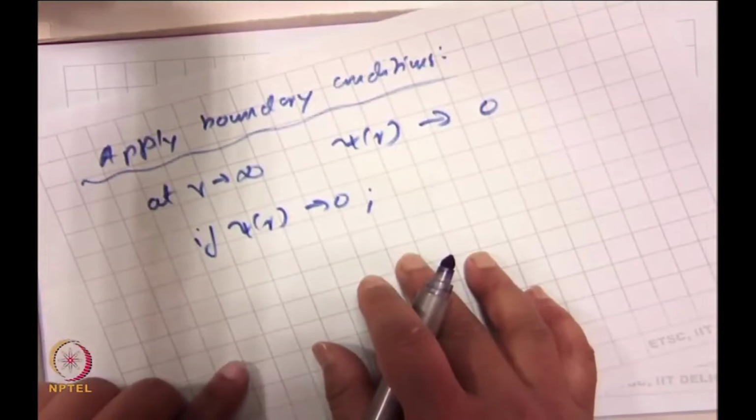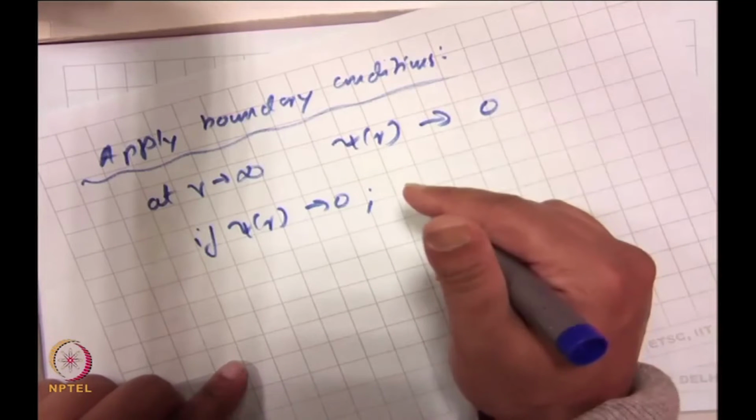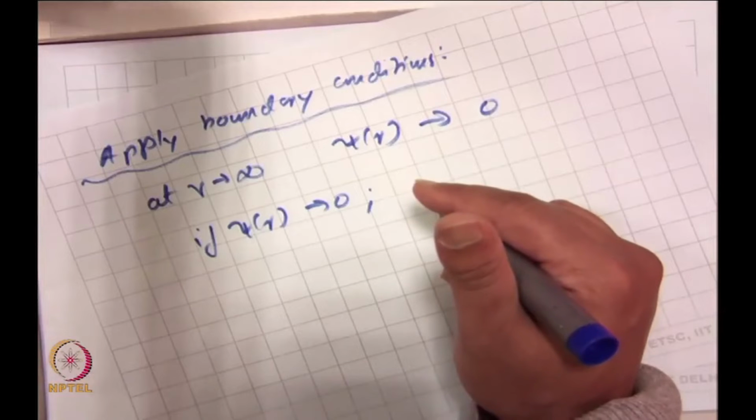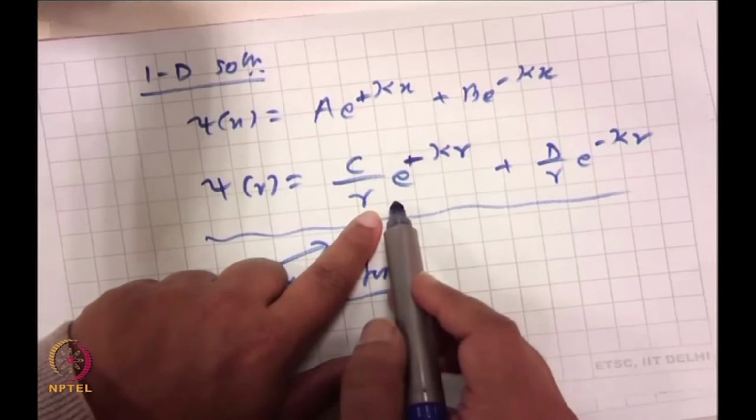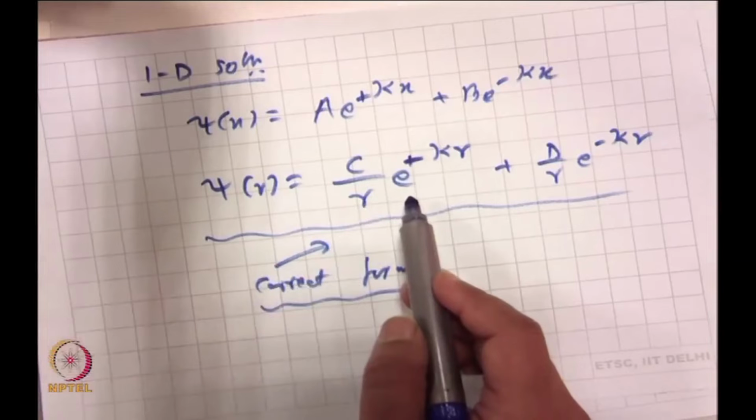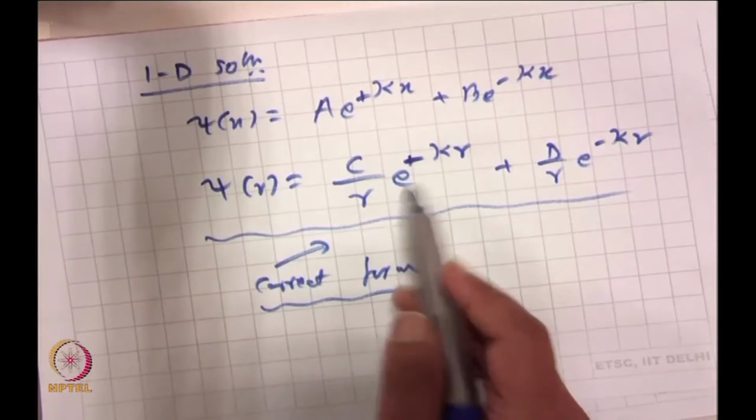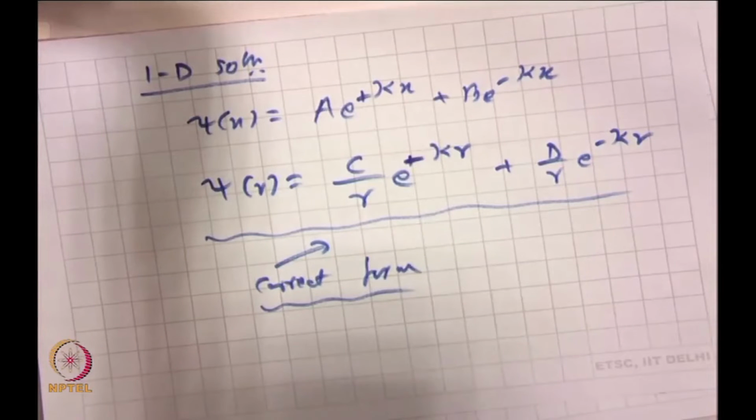Which one will tend to 0? C will tend to 0, right? C will tend to 0. Well, essentially c by r. Why? See, 1 by r to the minus, but please keep this in mind. The first expression, e to the power kappa r over r. E to the power kappa r goes to infinity much faster than r can take you to 0, because it is an exponential growth, right?